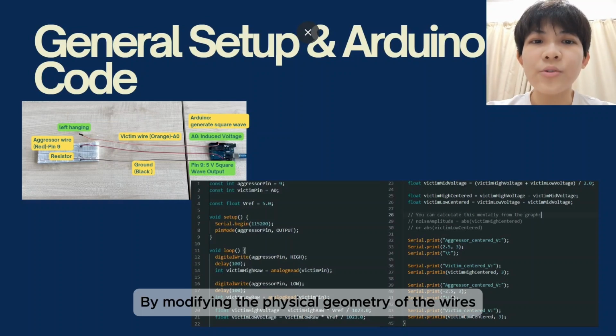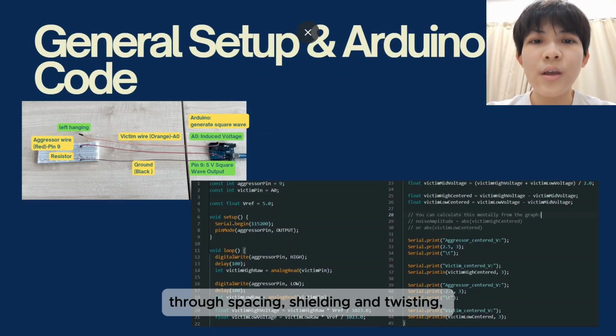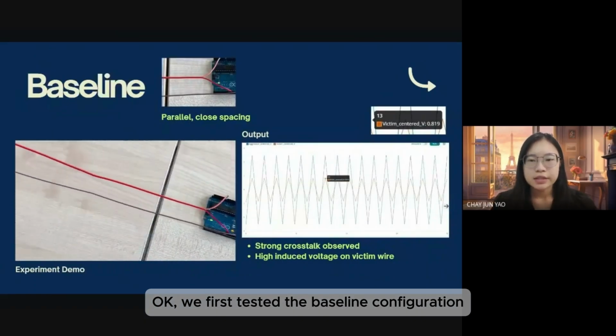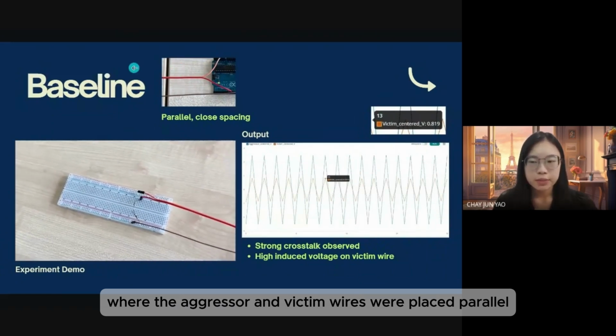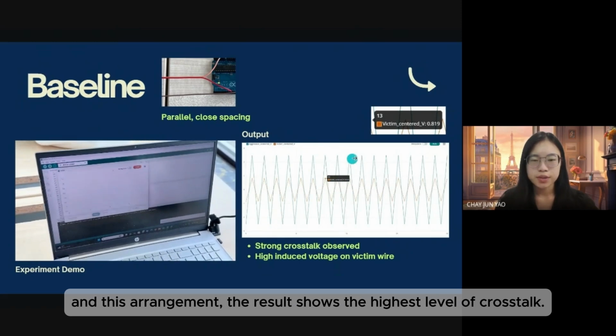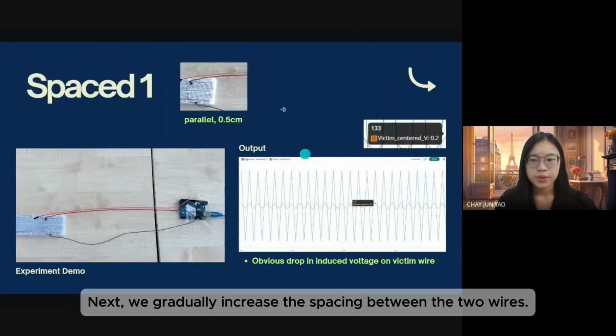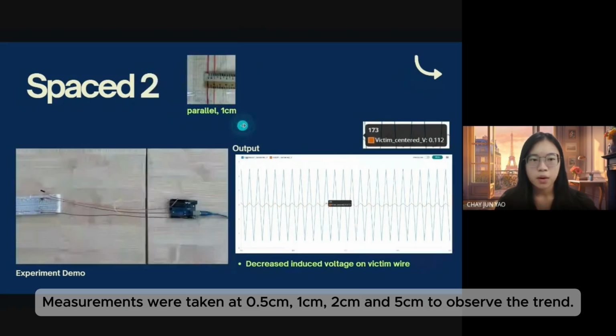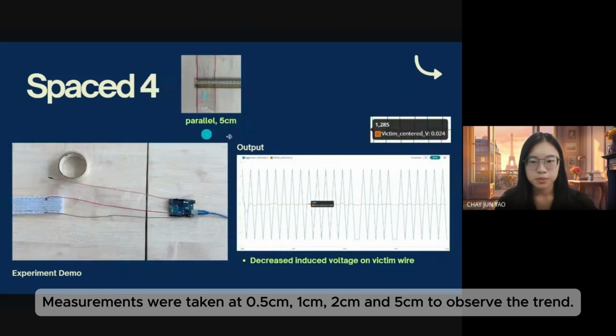By modifying the physical geometry of the wires through spacing, shielding, and twisting, we can significantly reduce and eventually cancel the crosstalk. We first tested the baseline configuration where the aggressor and victim wires were placed parallel and as close together as possible. In this arrangement, the result shows the highest level of crosstalk. Next, we gradually increased the spacing between the two wires. Measurements were taken at 0.5 cm, 1 cm, 2 cm, and 5 cm to observe the trend.